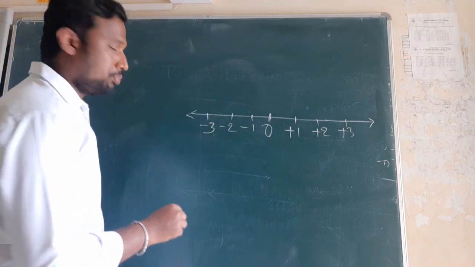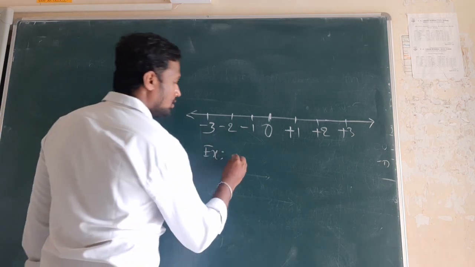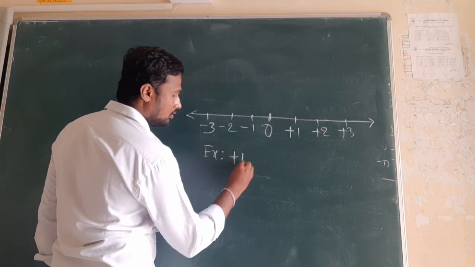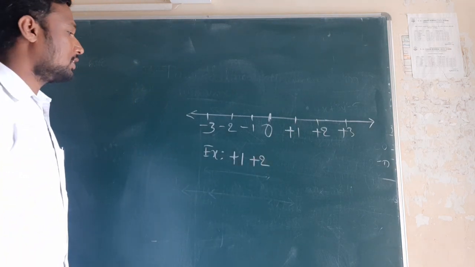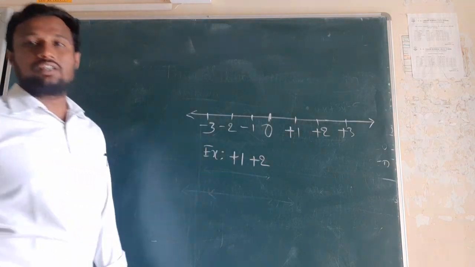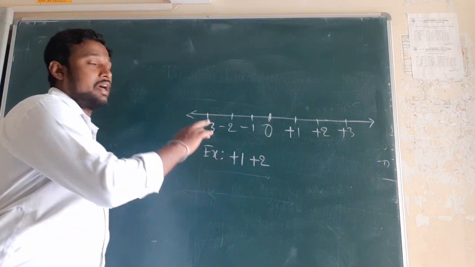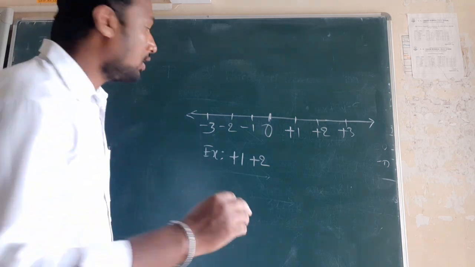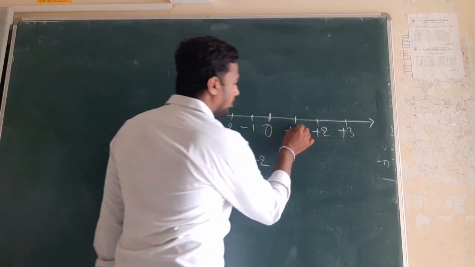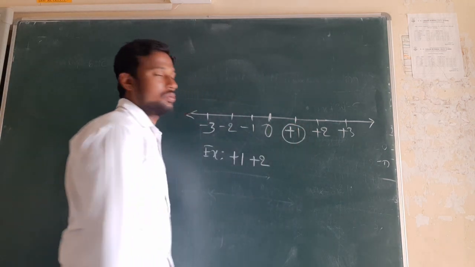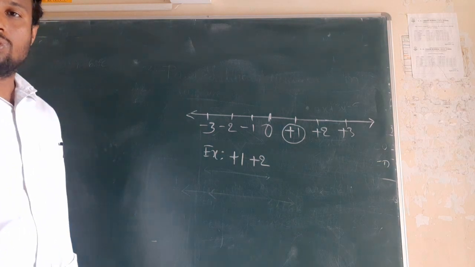So for example, I will consider +1 +2. Okay. So first, what we considered here, +1. So first I have to represent or identify +1 on this number line. So where is +1? Here we have +1. Okay. Now what we have here, +2.